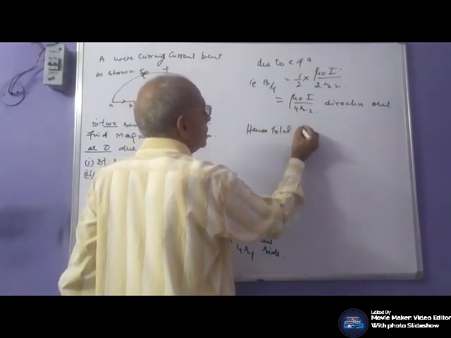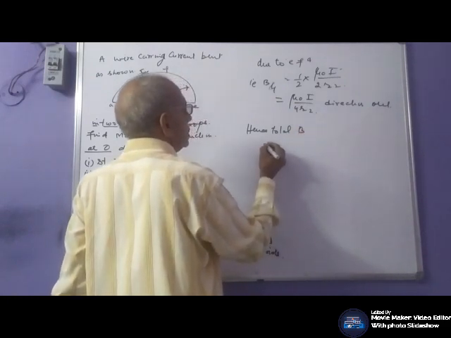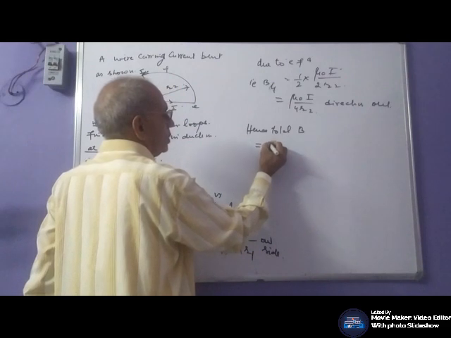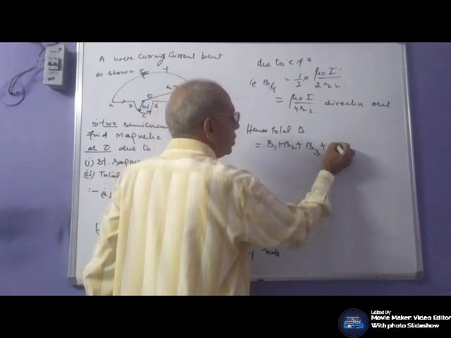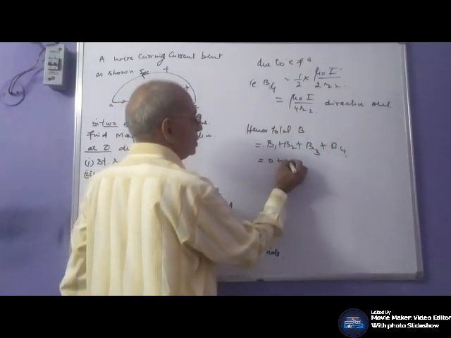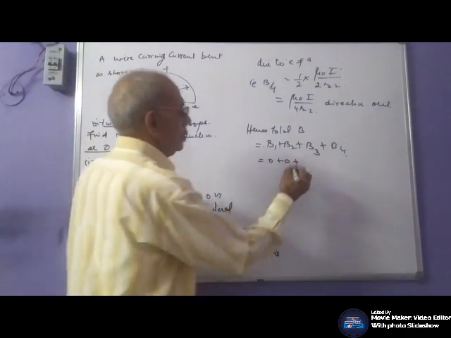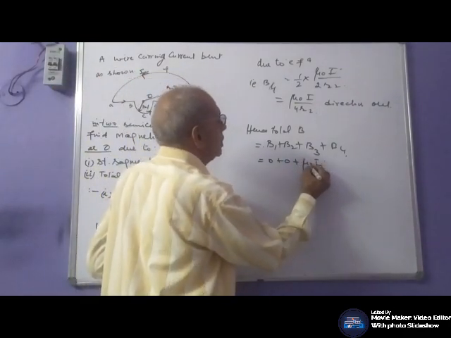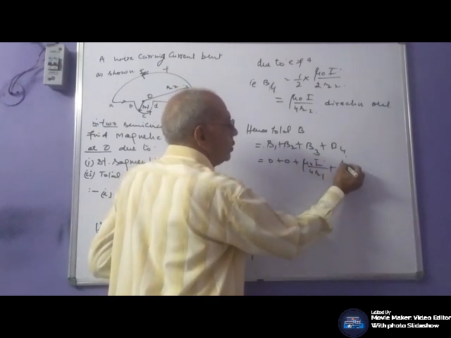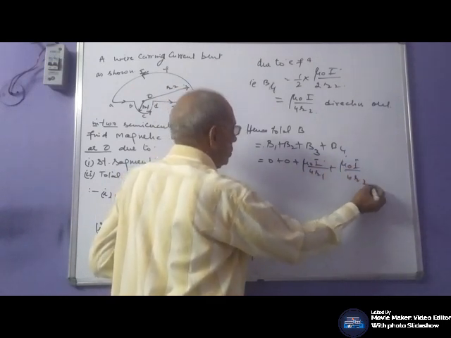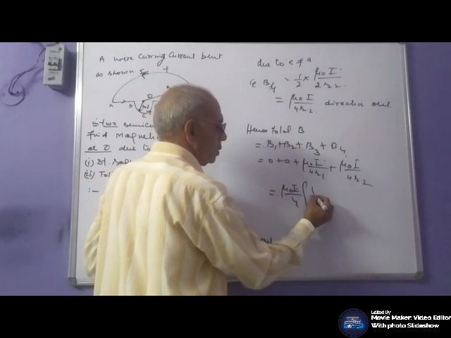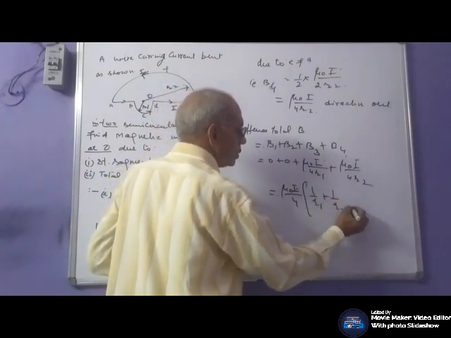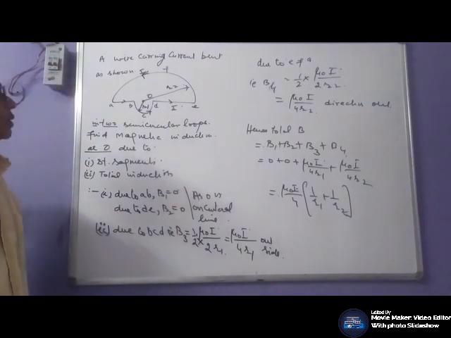Total B is what? B1, B2, B3, B4. B1 and B2 are 0. Mu naught I by 4R1 and mu naught I by 4R2. Mu naught I and 4 are common. This is the magnetic induction.